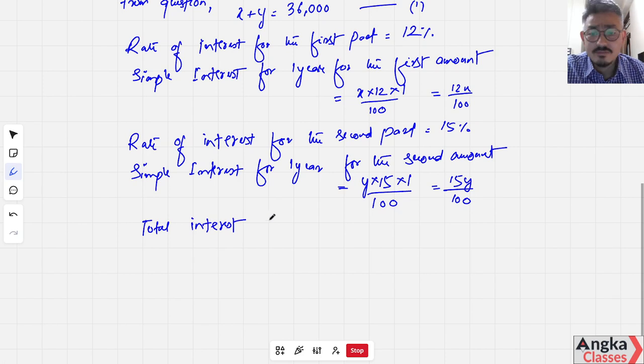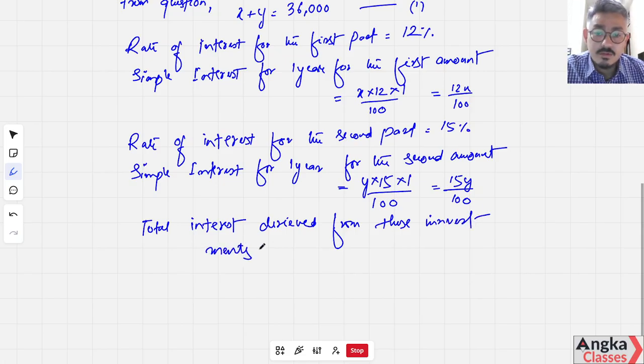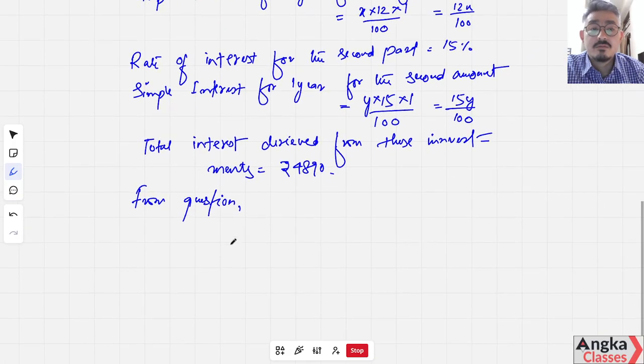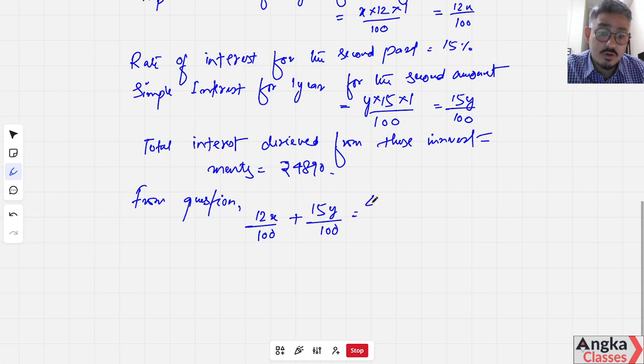The total interest derived from these investments is rupees 4,890. So from the question, we have 12x by 100 plus 15y by 100 which is equal to 4,890.